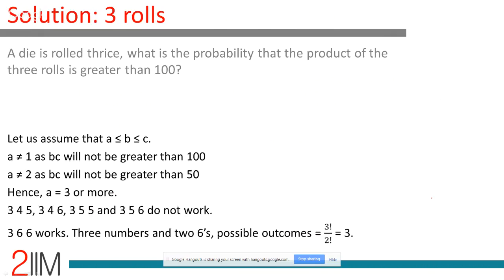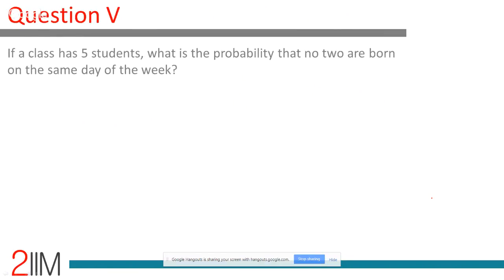Go to the next question. If a class has 5 students, what is the probability that no 2 are born on the same day of the week? A class has 5 students. What are the odds that no 2 are born on the same day of the week? I'm going to give you about 30 to 45 seconds to have a go at this.